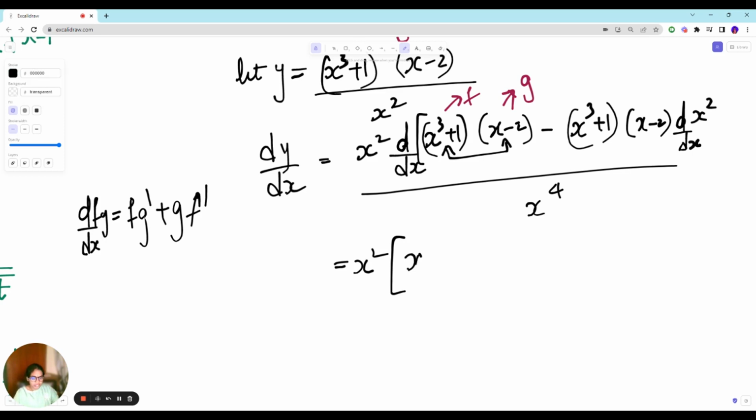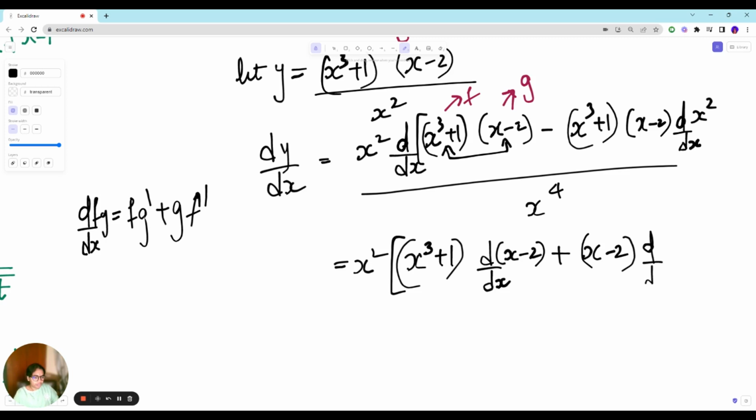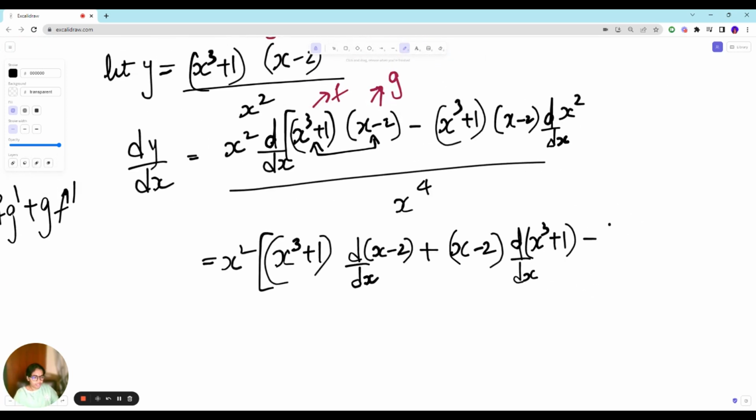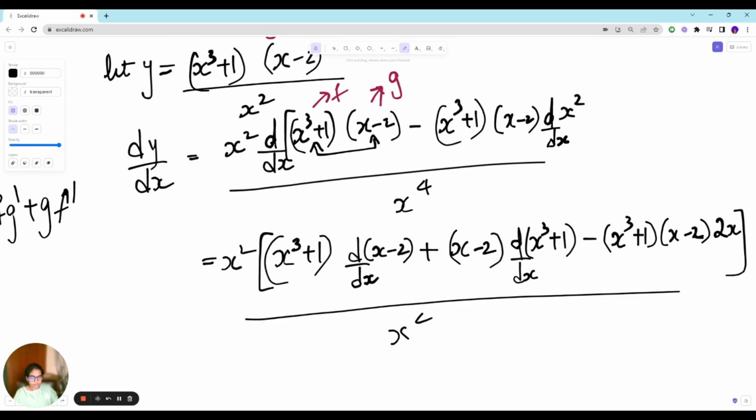Write f as it is, that is x cube plus 1. Find the derivative, that is d by dx of x minus 2, plus x minus 2 into d by dx of x cube plus 1. This is from our product rule. Minus x cube plus 1 into x minus 2 would remain as it is. Derivative of x square is what? 2x, whole thing divided by x to the power 4.